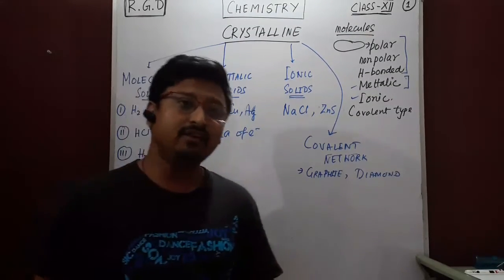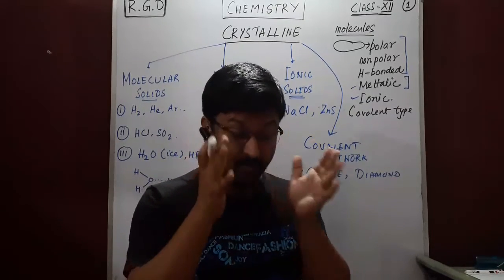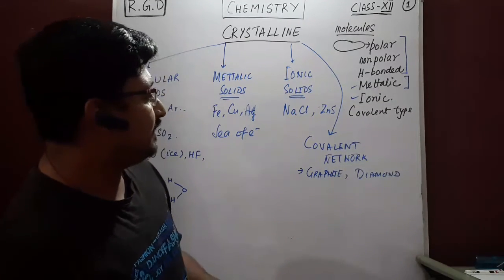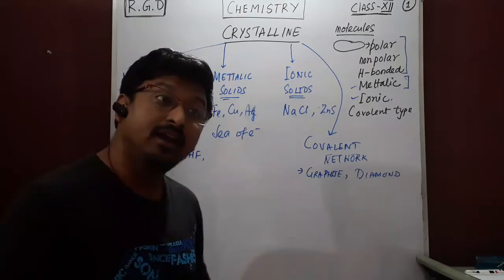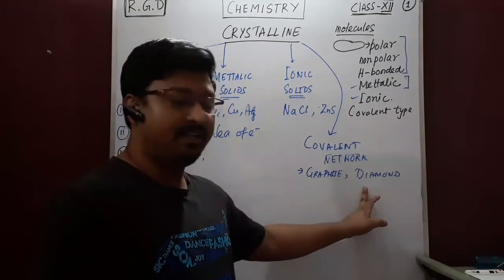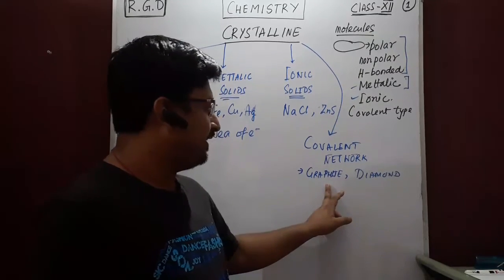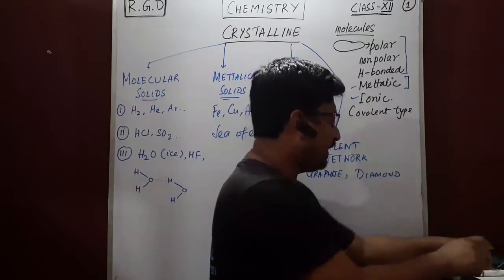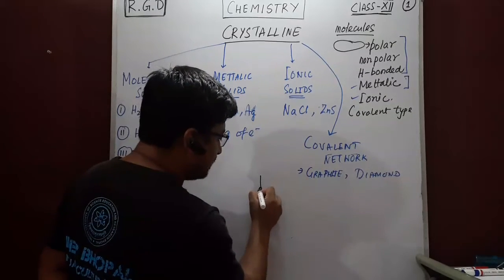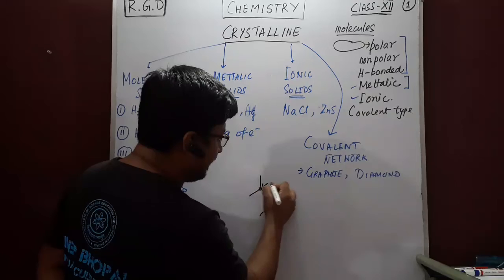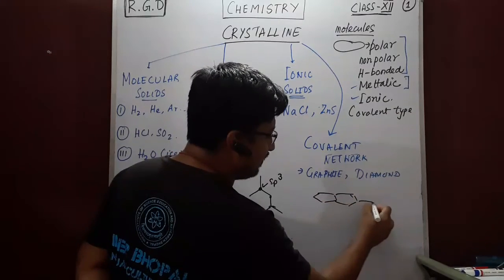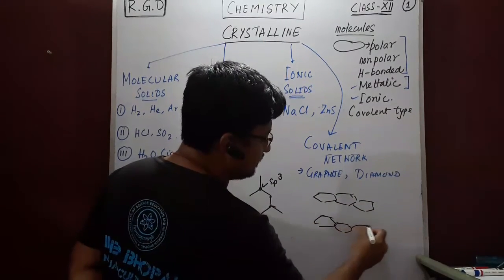That huge network gives the system a very rigid, solid-like character, and usually covalent network solids do not conduct any electricity. But there is an anomaly. What is the anomaly? Diamond does not conduct electricity, but graphite does. Let me tell you why. Before that, you should know one thing: in diamond, the carbons are sp3 carbons. But in graphite, you have a hexagonal unit like this.